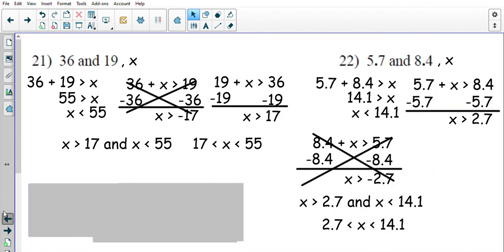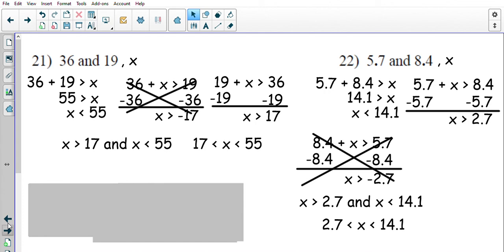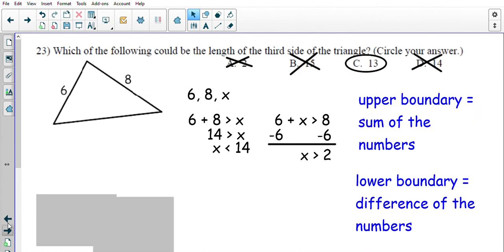That happened on all of these other examples. Let me take an easy one like number 19. The upper boundary was 16. 6 plus 10 is 16. Our lower boundary was 4. 10 minus 6 gives us 4. That's going to be helpful, especially if you're dealing with a question that doesn't say you have to show your work. What you could do is you have a multiple choice question like this. Find your upper and lower boundaries using this shortcut, and then that helps you eliminate some of your choices a lot quicker than setting up inequalities.